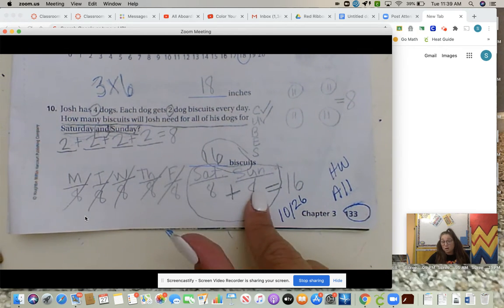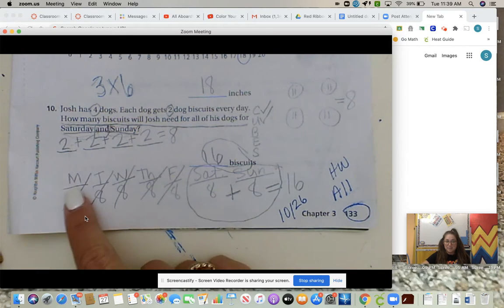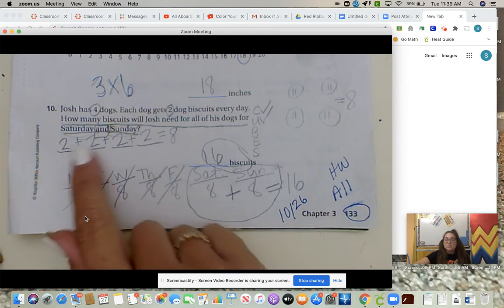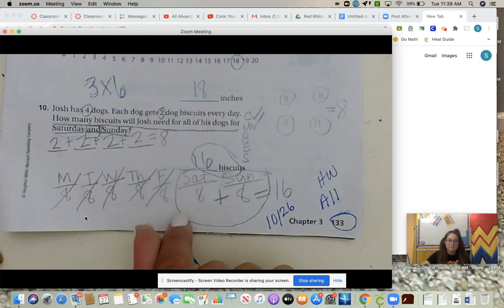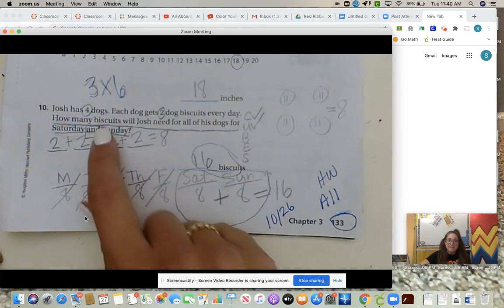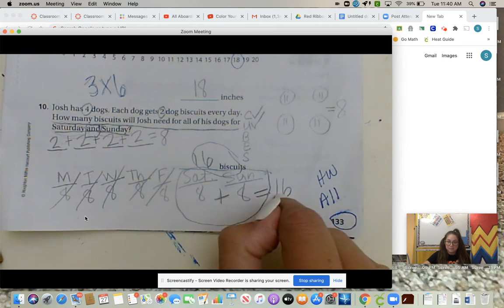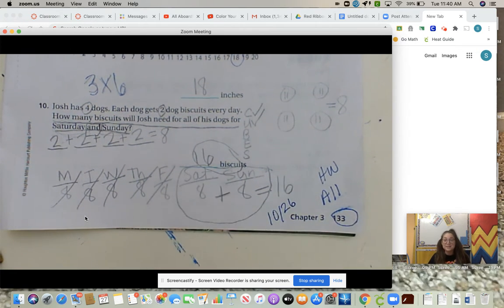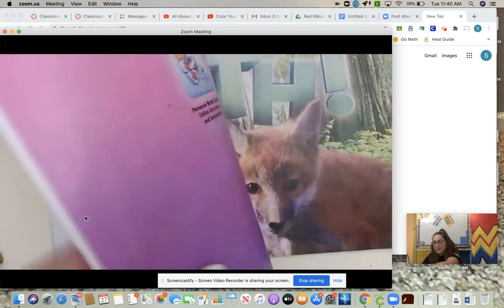So to show, I put Monday, Tuesday, Wednesday, Thursday, Friday, Saturday, Sunday, and I put 8 on each day. Well, it is only asking for Saturday and Sunday, so we can cross off Monday through Friday. And then it says and, so we're adding it together. So we're doing 8 plus 8 equals 16. So he needs 16 biscuits to feed 4 dogs on Saturday and Sunday. Turn the page.